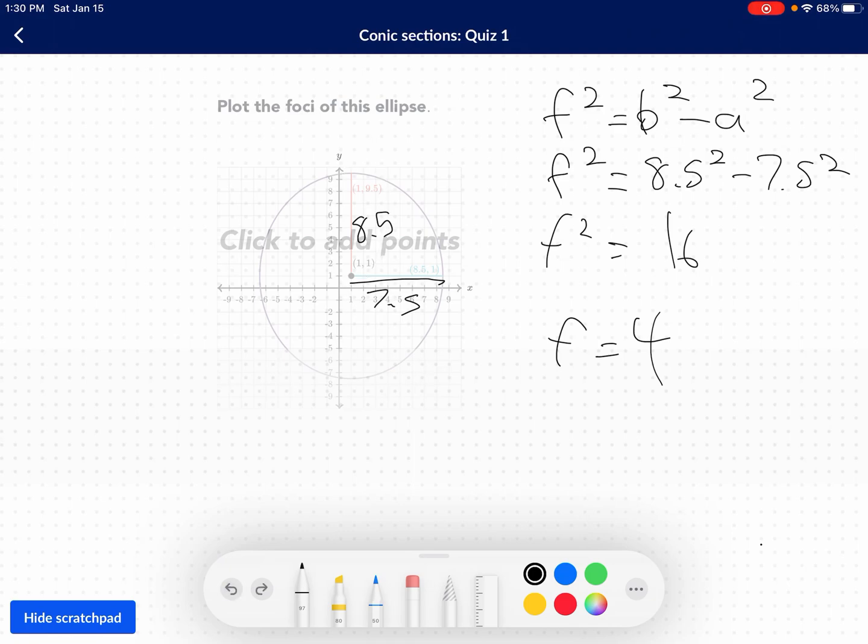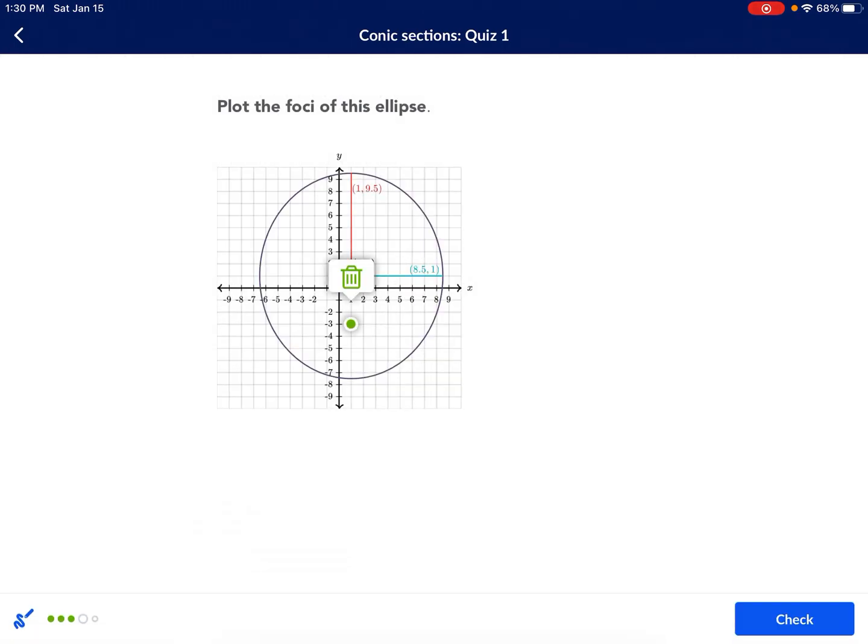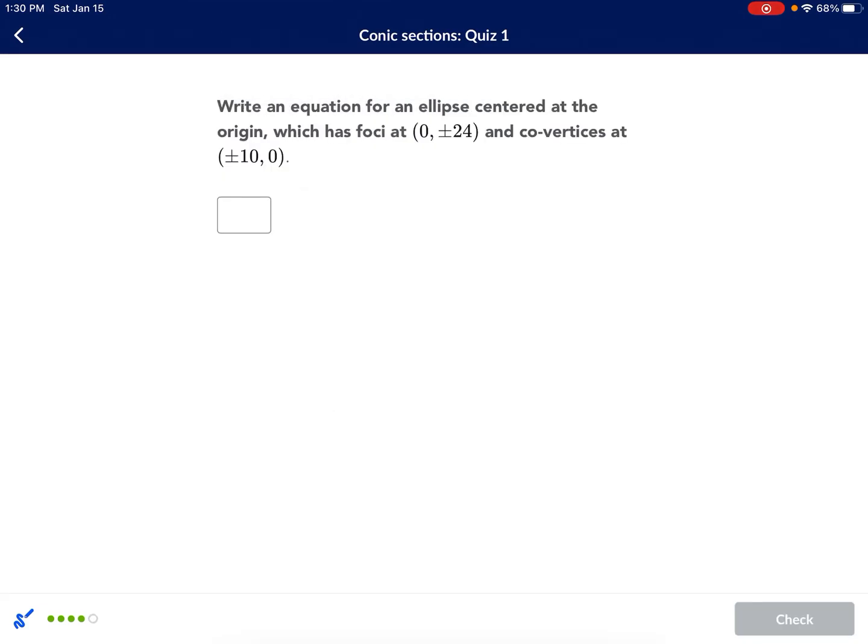We add 4 and subtract 4 from the major radius, which is the y here. So plus 4 is 1, 5, and minus 4 is 1, -3. 1, 5 and 1, -3. Nice.